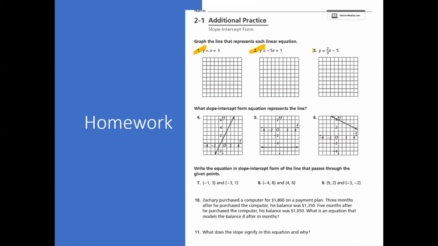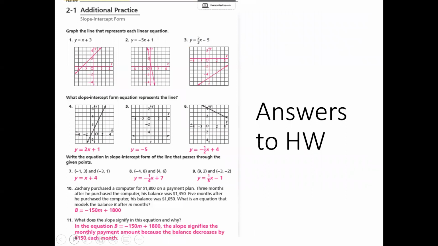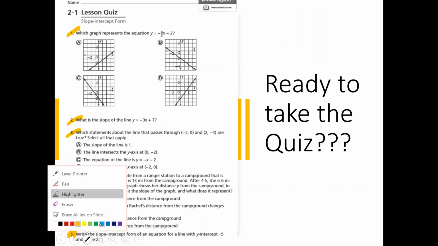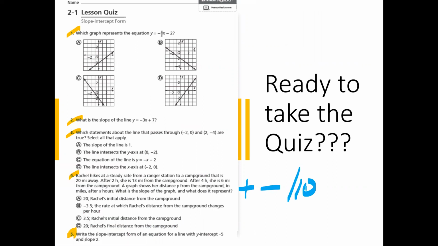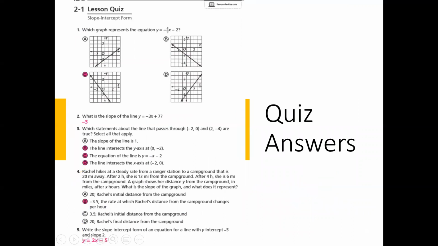All right, so here is your homework tonight. You have questions 1, 2, 3, 4, all the way to 11, you could pick any questions that you would like. Pause the video if you don't want to see the answers, because here's the answers, and you can go ahead and check your answers for that. When you're ready to take the quiz, go ahead and do that. It is not really long. It's only about 5 questions, and keep in mind that there were 2 points apiece. Okay, there you go. And your grand total is going to be out of 10 points. And then here are your answers for the quiz.